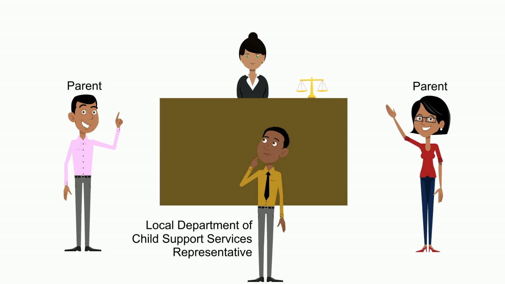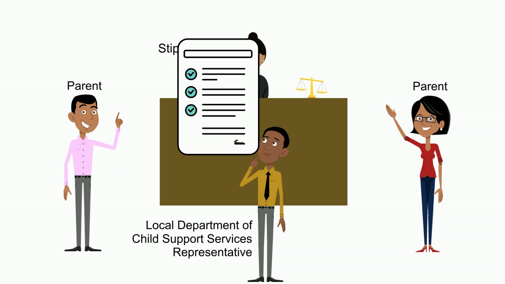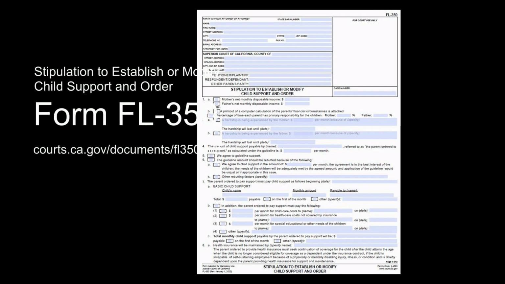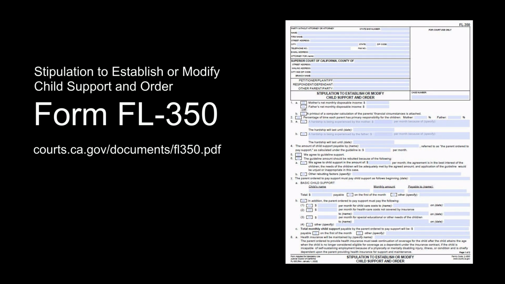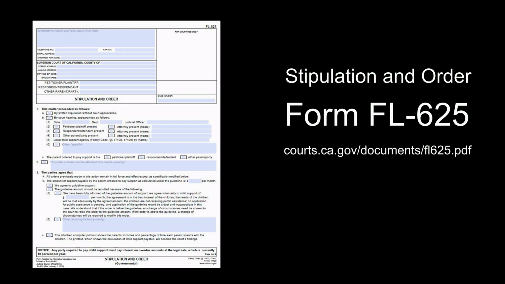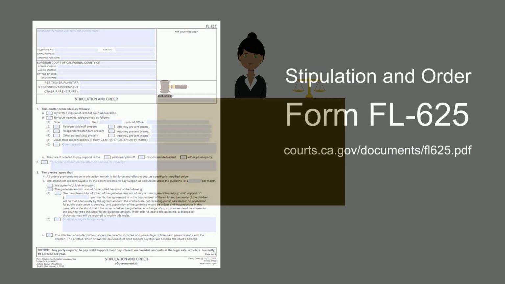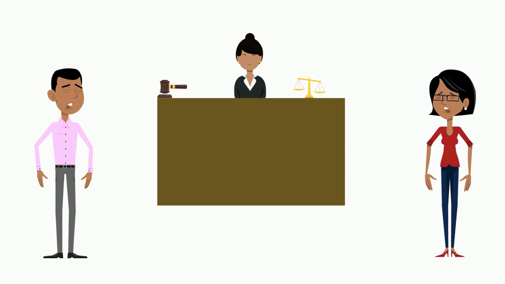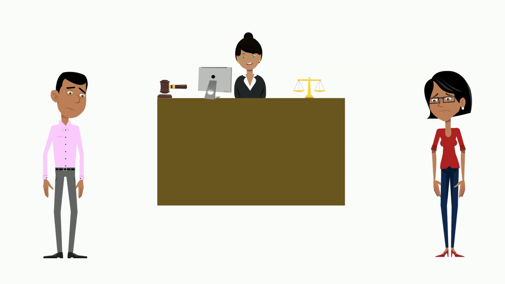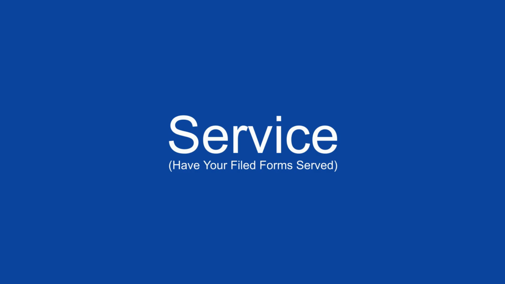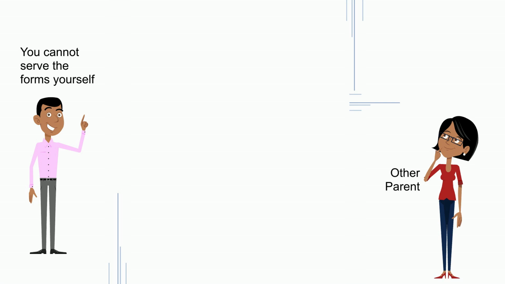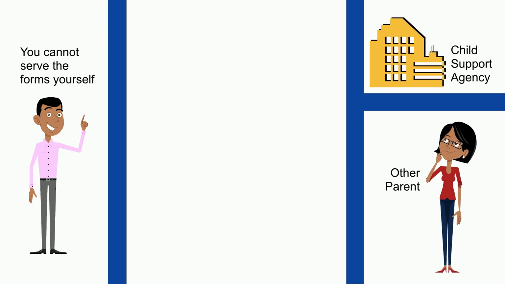Also, if both parents and the local child support agency, if involved, agree on a new child support amount, all parties can sign and file a stipulation to establish or modify child support in Order Form FL 350 or stipulation in Order Governmental Form FL 625 for judicial approval. If parents cannot agree on an amount for child support, the judge will decide the child support amount based on the guideline calculation. Service. After you file your forms, you must have the other parent served and the local child support agency served if they're involved.